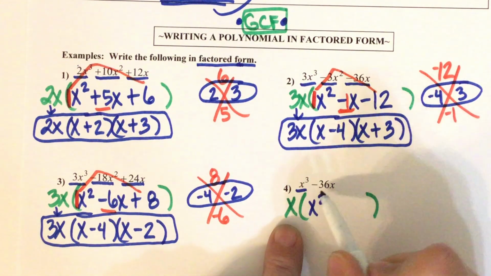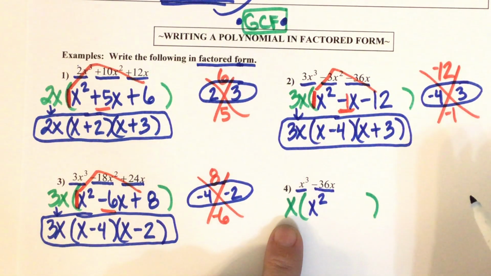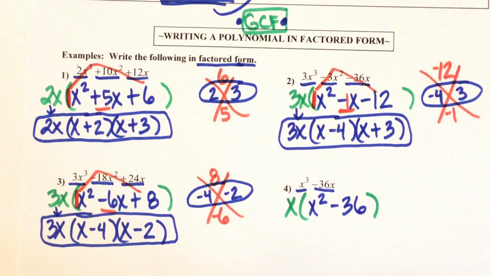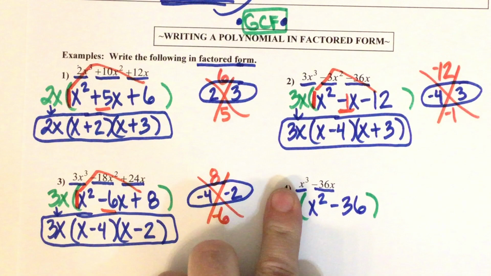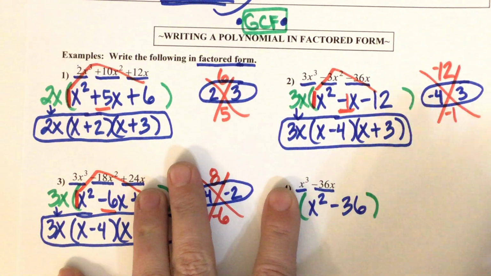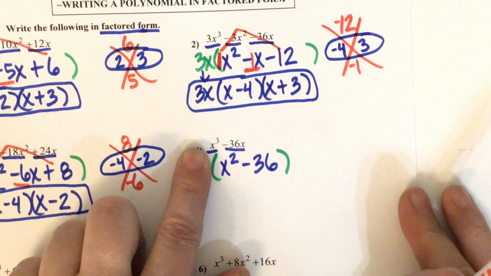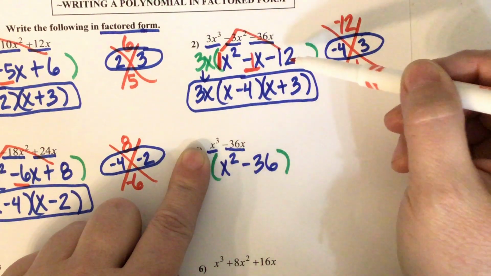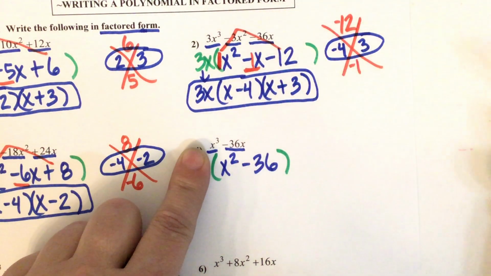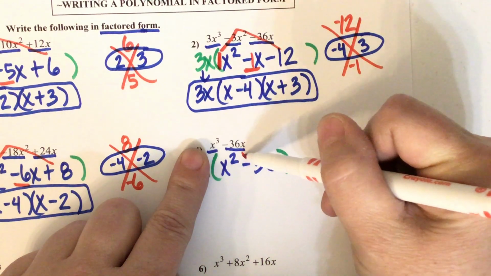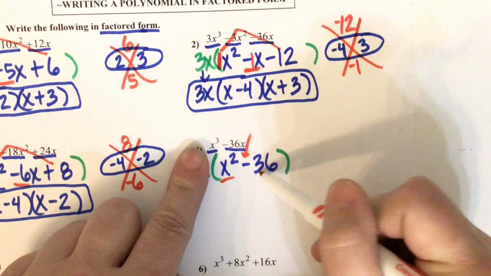X times what makes negative 36x? Negative 36. Okay, I'm going to cover up my GCF. This time I only have 2 terms: 1, 2. When there's 2 terms, we want to see if it's a difference of squares. When it's 3 terms, we do a times c rooftop. But when it's 2 terms, we look to see if it's a difference of squares. It's got a minus sign, so it's a difference. And these are both perfect squares.